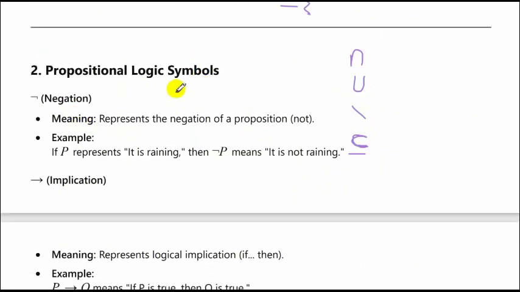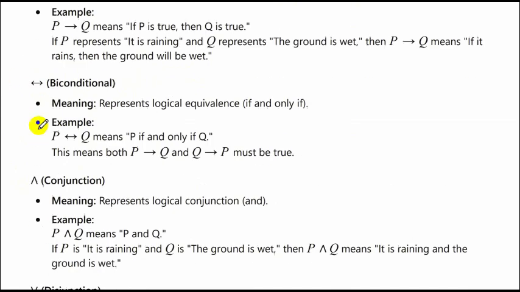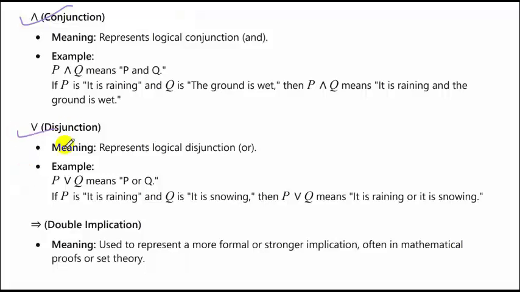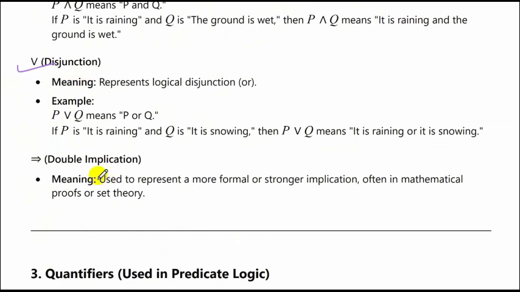Propositional logic symbols. This we have already covered. Negation. Implication also we have covered. Biconditional we have covered. Conjunction we have covered. Disjunction we have covered. Double implication. Double implication is if and only if, is it? Let's check. Used to represent a more formal or stronger implication, often in mathematical proofs or set theory. So we are not studying this right now.